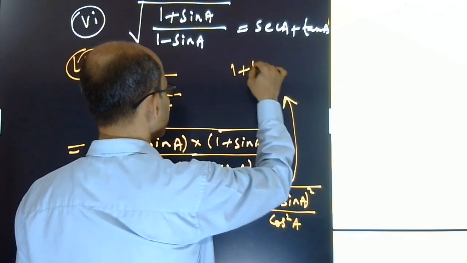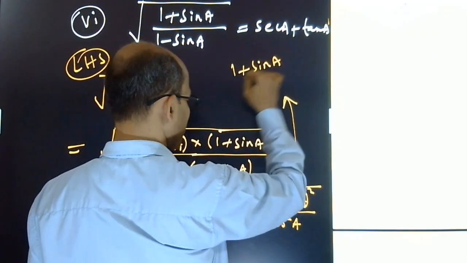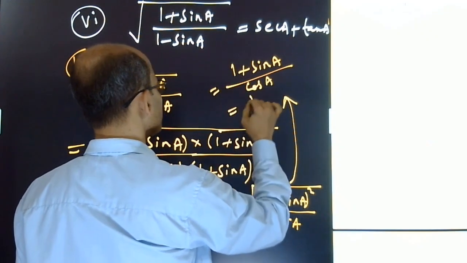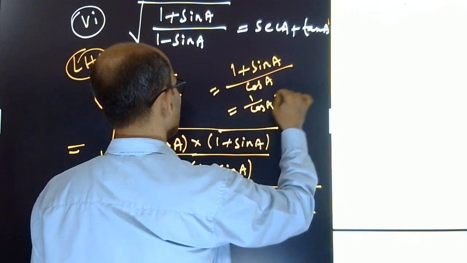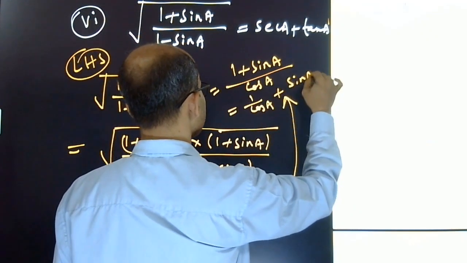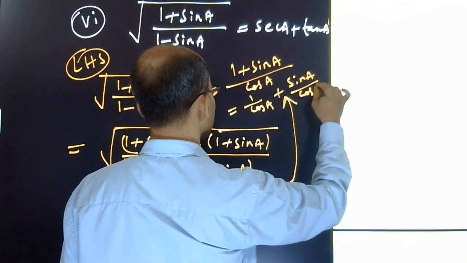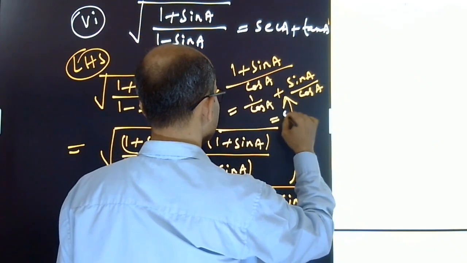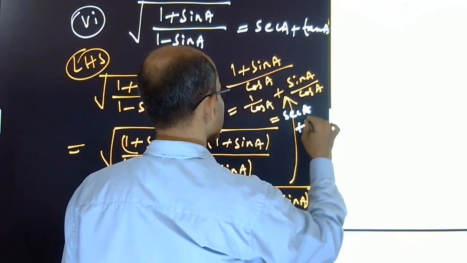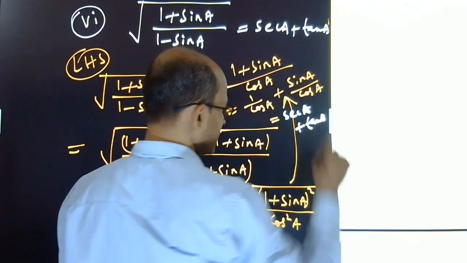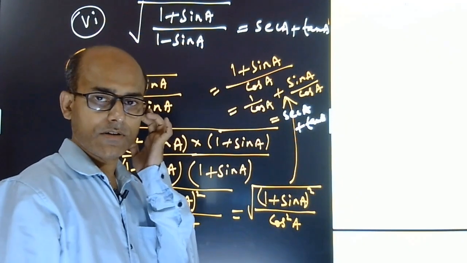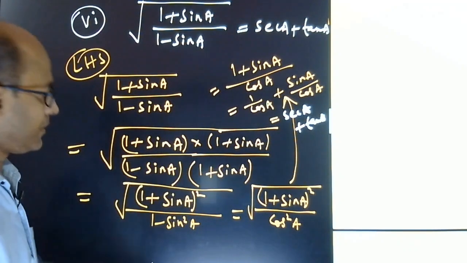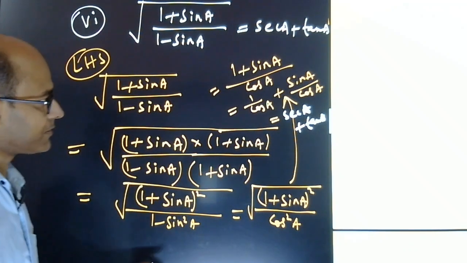(1 plus sine A) divided by cos A, and 1 plus cos A, sine A by cos A, cos A. What will be the value of this? Simply we will write sec A plus tan A. This was the result that was required. I hope you people would have learned this and understood it very easily.